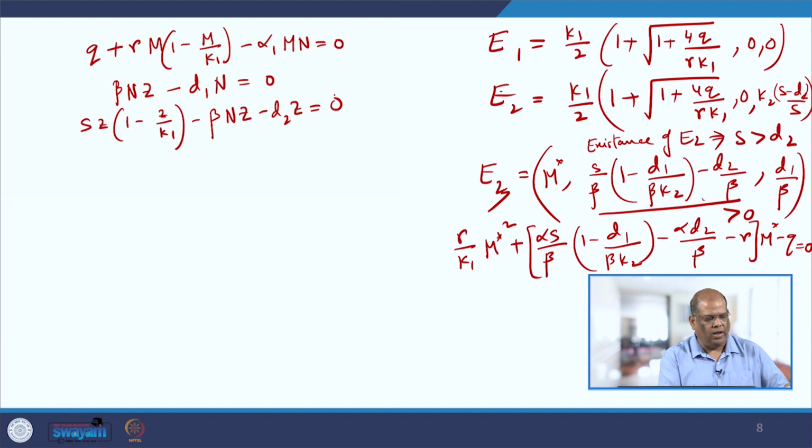So, once you get the equilibrium point, you can obviously solve this m star by using the quadratic equation formula, that is minus b plus minus root of b square minus 4ac divided by 2a. So, next, once you get the equilibrium points, we go for the stability analysis.